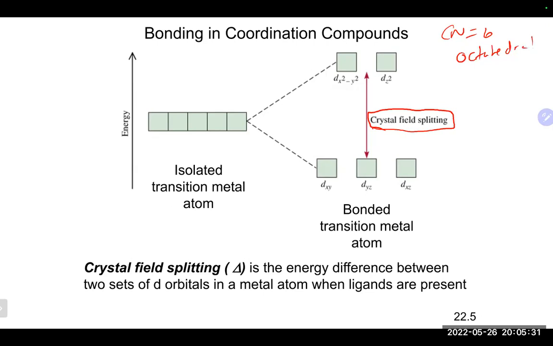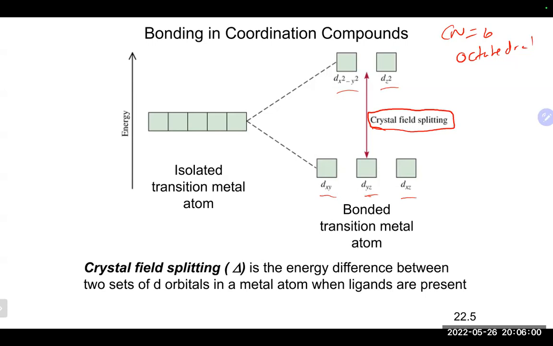What ends up happening is, depending on the ligand, when those ligands get there, we get the XY, YZ, and XZ orbitals lower, and all of our squared orbitals go up higher in energy. Now, what this affects is how the electrons will populate the d orbitals in the presence of ligands.